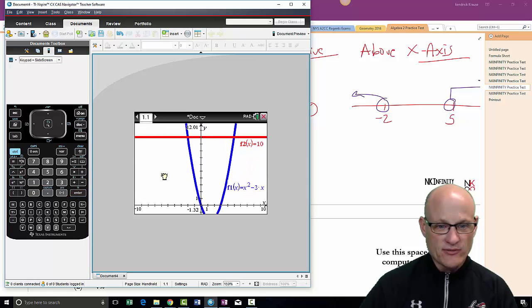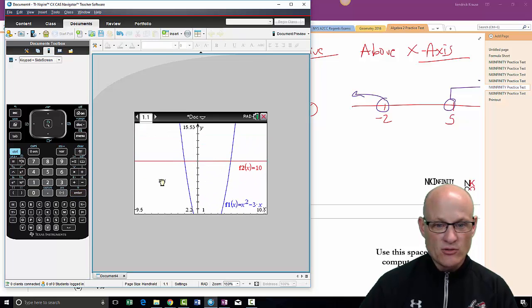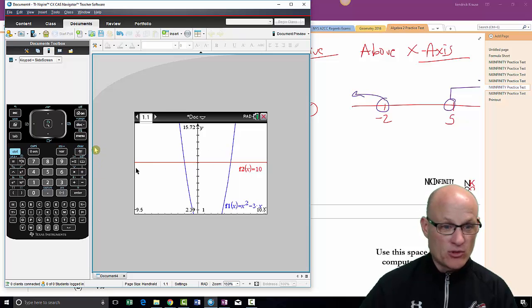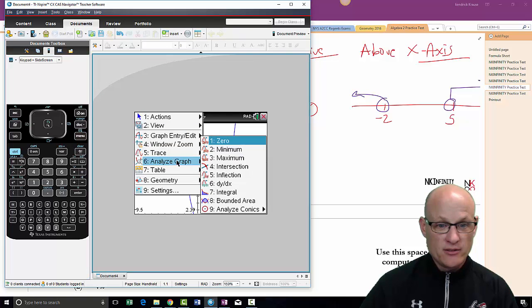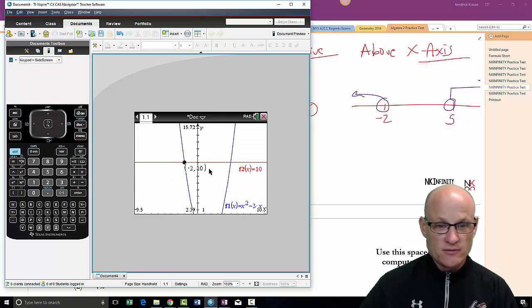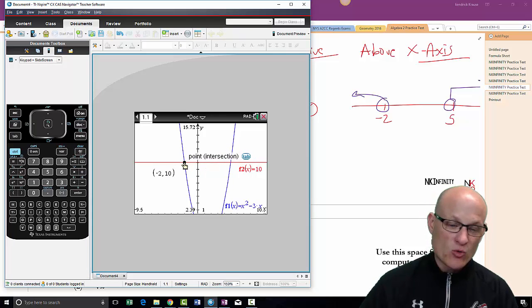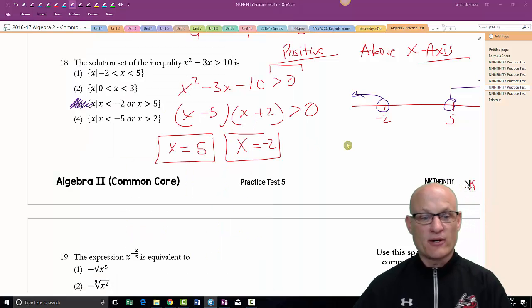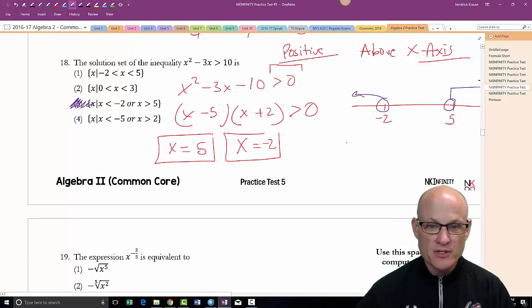Now, you can't really see it. You have to drag it down, right? So where is it greater than 10? Well, it's greater than 10 starting here. If you do an intersection point, there it is. They connect at 10. So where is it greater than 10? It's greater than 10 to the left of -2. And this one would be 5, and it would be greater than 10 to the right of 5, right? All right, that's another way to do it.